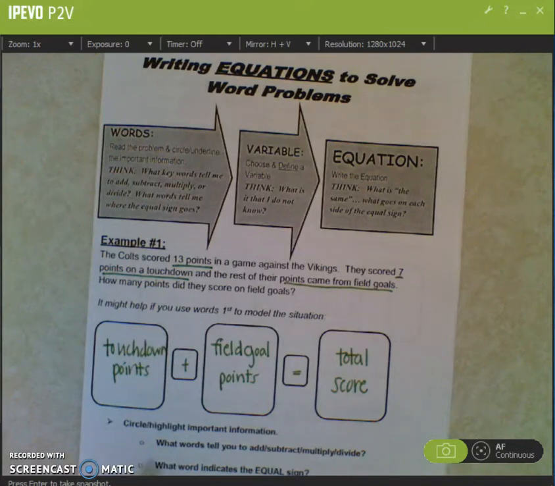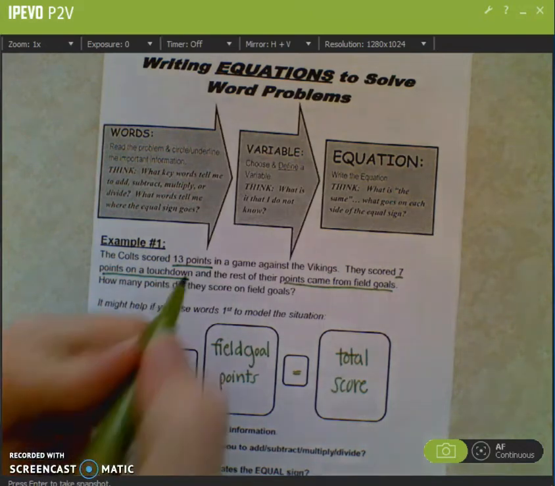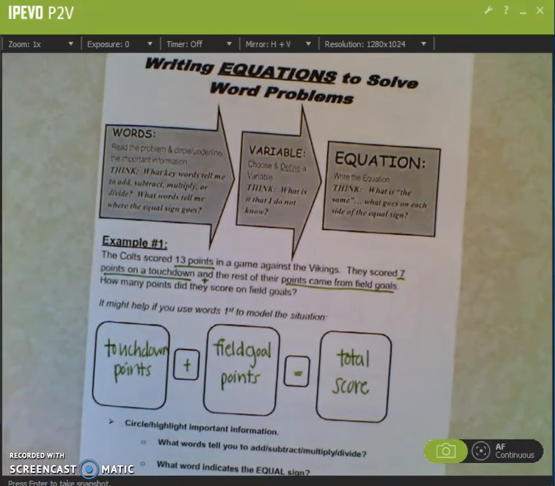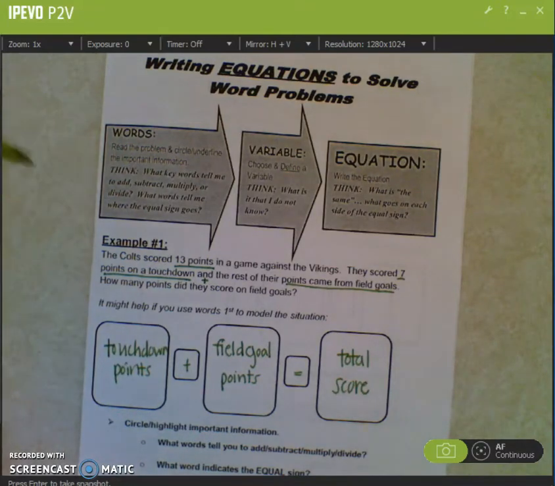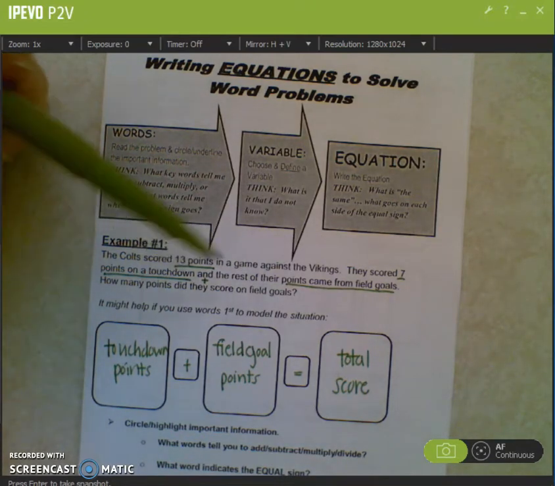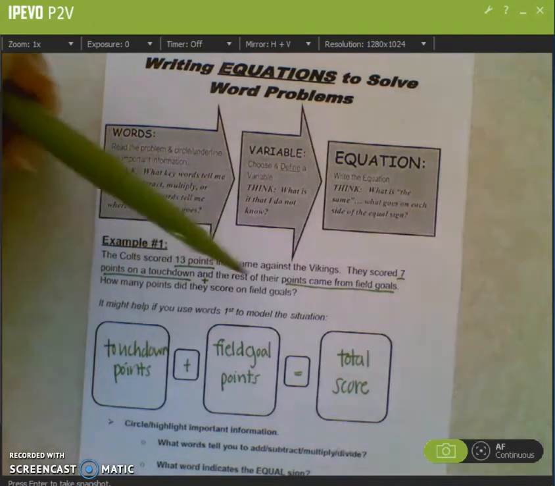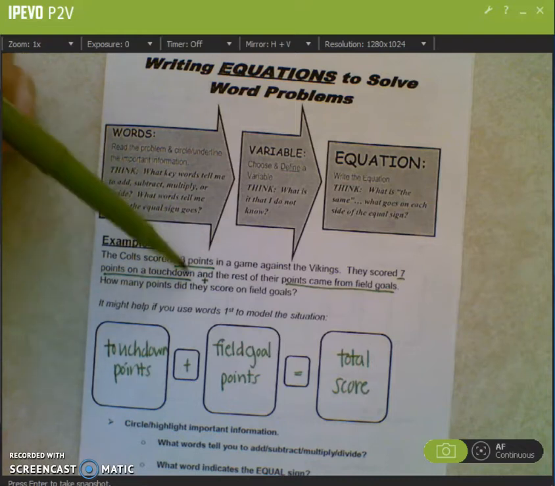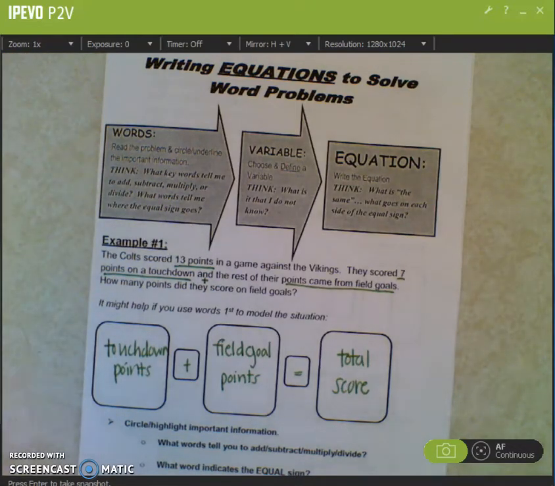It says, what words tell you to add, subtract, multiply, or divide? Well, we have to think about that for a second. Sometimes one of those is an adding word. Touchdown points and their points from field goals are going to equal their total points. What word indicates the equal sign? This one, it's hard to pick a word that actually intends for us to understand equal, but we know that they earned 13 points total for the game. And so that's what tells us that's going to be our equal sign. It's all going to equal their final score, their final points.